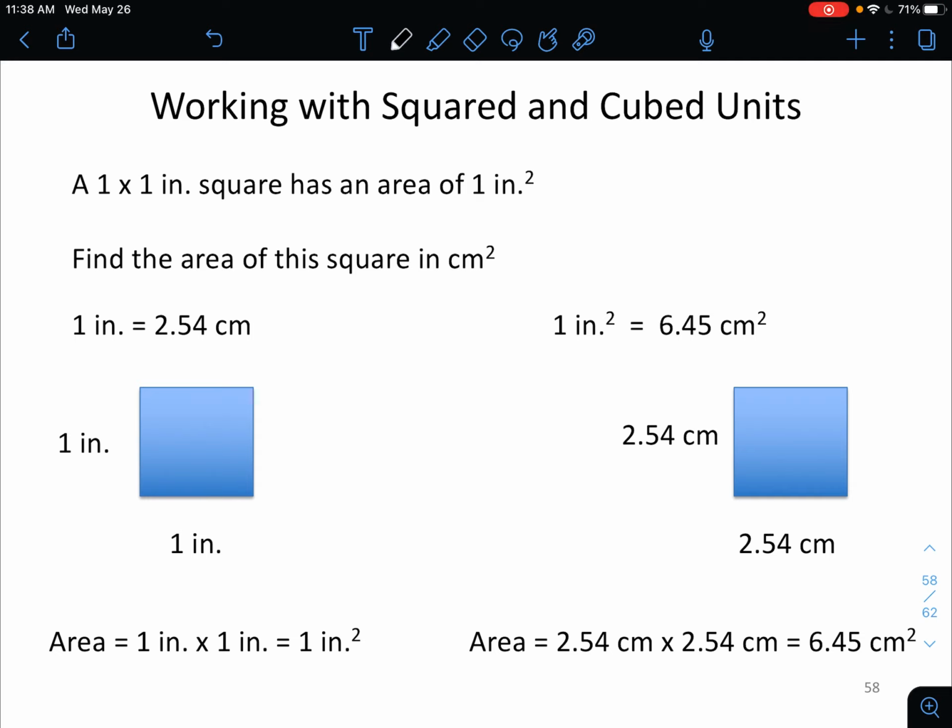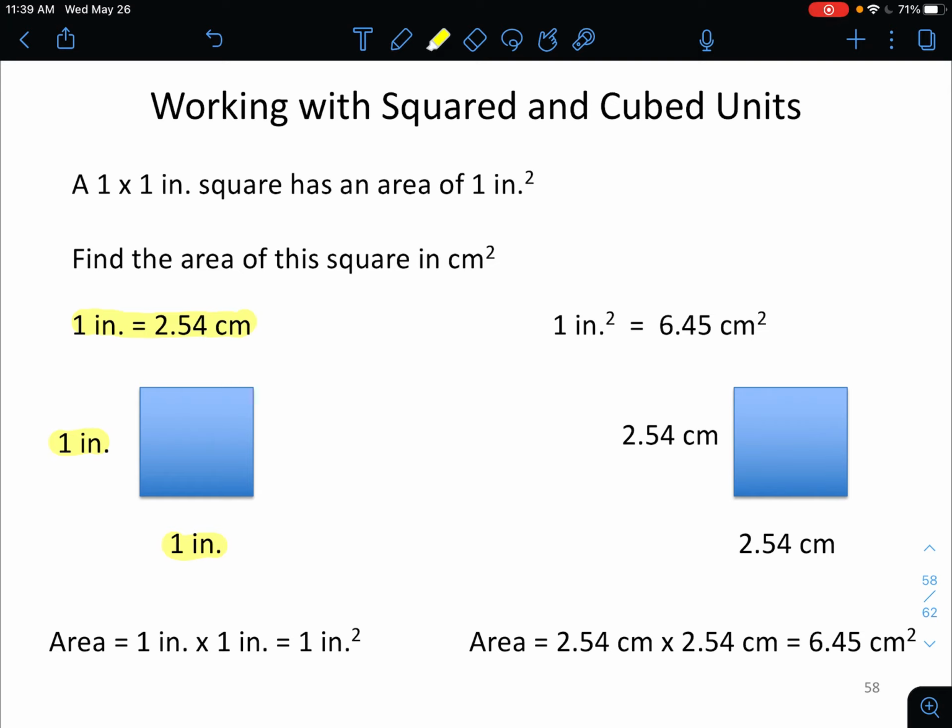Okay, so the next thing to talk about is how to deal with squared and cubed units. So we have a general strategy for doing this rather than learning more unit conversion factors. So that's what I'll show you here. So what I did in this slide is noting what our conversion factor is between inches and centimeters. I drew a 1 inch by 1 inch square. Might be close to get there.